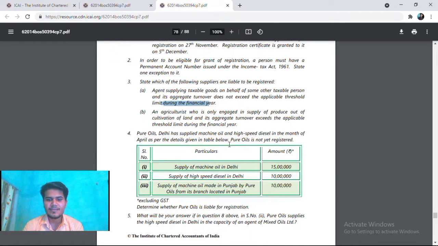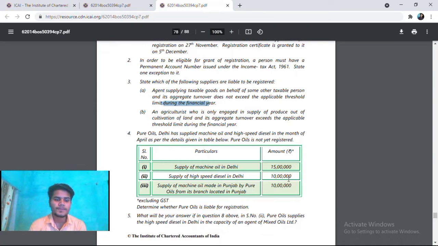A pure oil dealer in Delhi has supplied machine oil and high speed diesel in the month of April as per the details given. The supplies are: supply of machine oil, which is a taxable supply of 15 lakh rupees; supply of high speed diesel in Delhi, which is a non-taxable supply because it is excluded from the GST regime, 10 lakh rupees; and supply of machine oil made in Punjab by Pure Oil from its branch office located in Punjab, which is a supply of goods between distinct persons, of 10 lakh rupees. So we know that in the definition of aggregate turnover, we include all supplies, whether taxable, non-taxable or exempt. Okay, so aggregate turnover is 35 lakh rupees, 15 plus 10 plus 10.